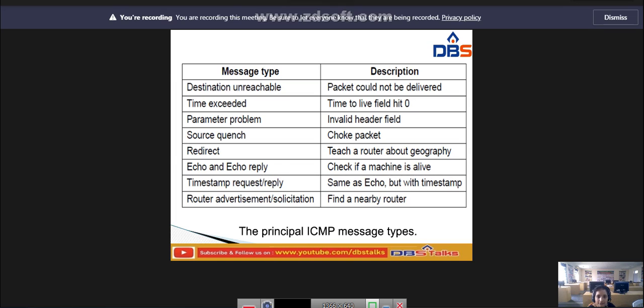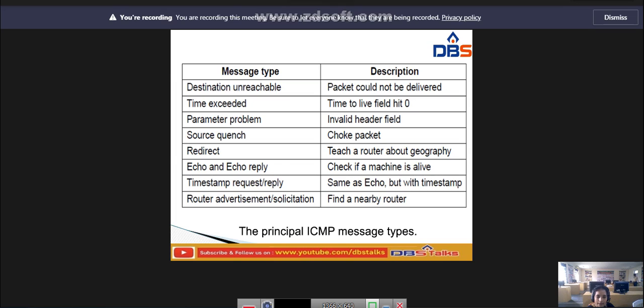The first message is destination unreachable. If data does not reach the destination, that is called destination unreachable: the packet could not be delivered to the destination. Next, time exceeded: within a given time it has not reached, the time to live field is 0. Parameter problem: invalid header field. Source quench: choke packet. Redirect: teach a router about geography.